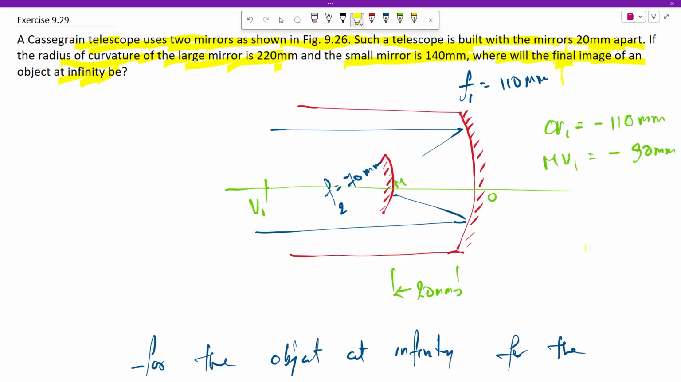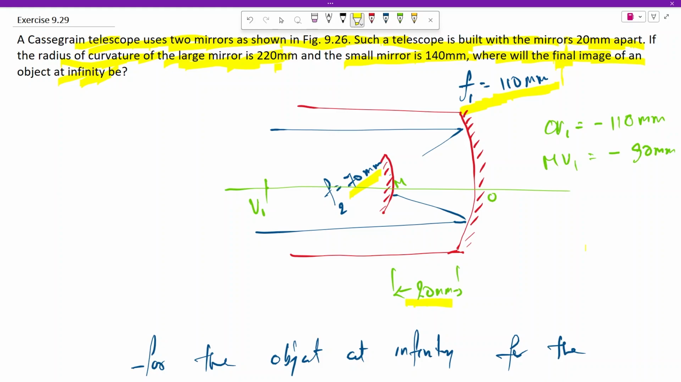Given that the focal length of the larger mirror, which I have denoted as 1, is 110 mm. We have been given the radius of curvature, so we can deduce the focal length from that, which will be equal to the radius of curvature divided by 2. So the focal length of the larger mirror is going to be equal to 110 mm, and the focal length of the smaller mirror is going to be equal to 70 mm, and they are positioned 20 mm apart.